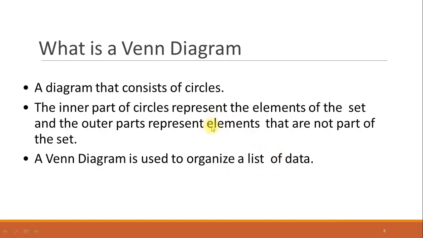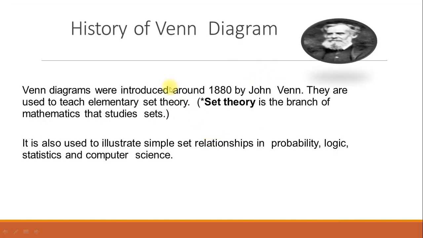Again, I want to repeat. In Venn diagram, we represent sets by a circle and represent the universal set by a rectangular shape. So, the history of Venn diagram. Venn diagrams were introduced around 1880 by John Venn.